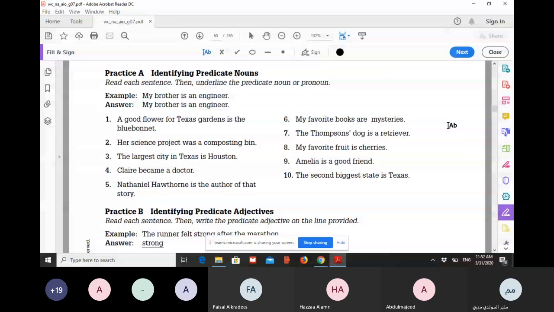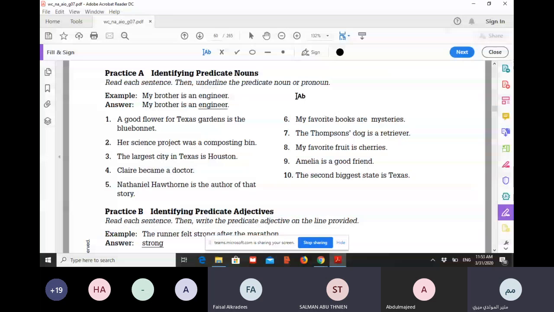A volunteer to read? Me, teacher, can I read? Okay, Salman Abu Snein. Yes, please. Practice A. Identifying predicate nouns. Read each sentence, then underline the predicate noun or pronoun. Example: My brother is an engineer. Answer: my brother is an engineer. We put underline in the engineer.